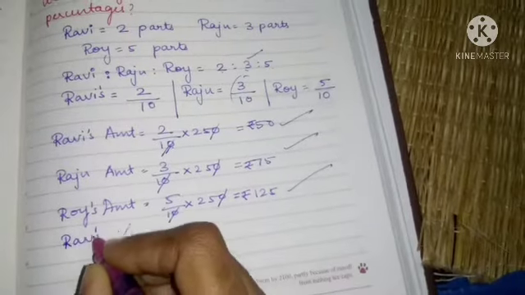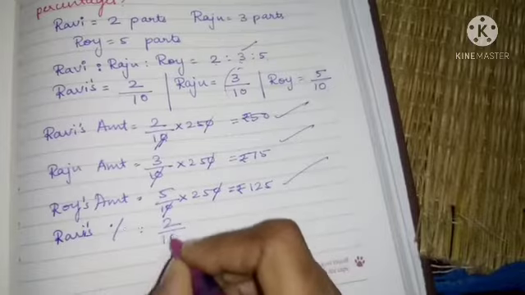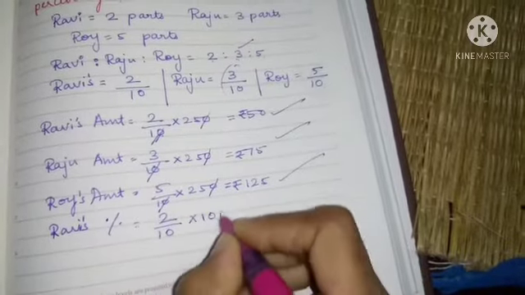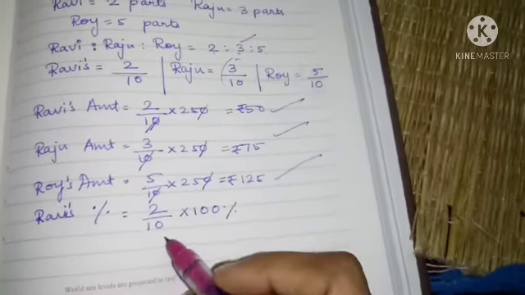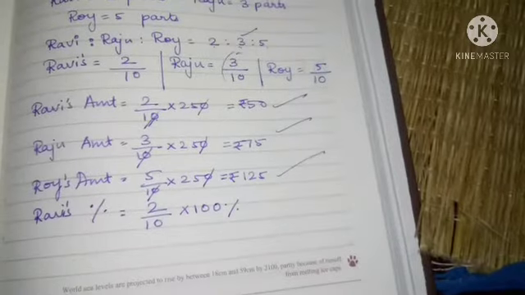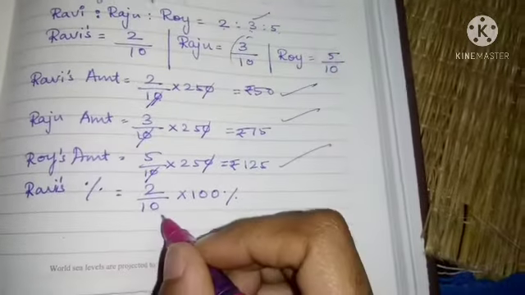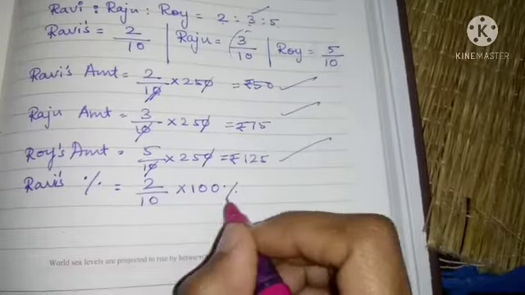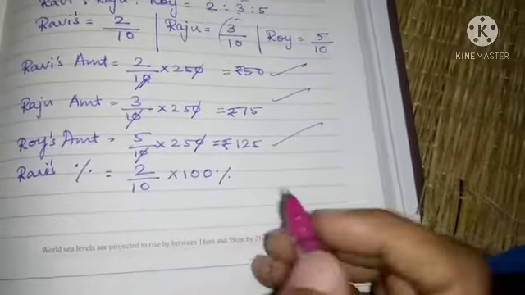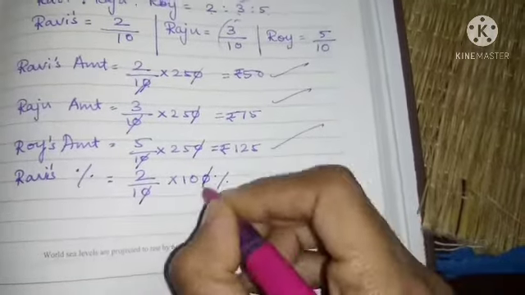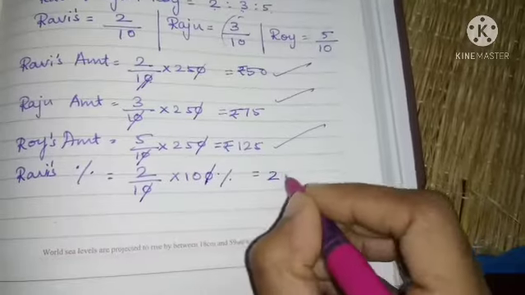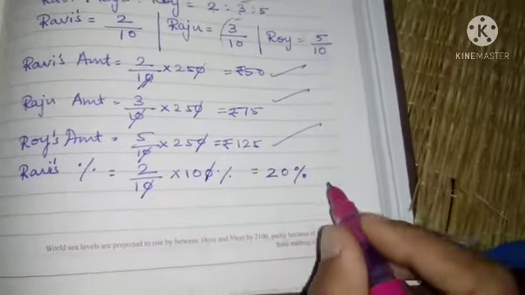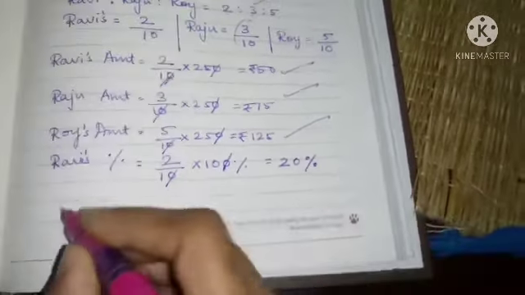Ravi's percentage is how much? 2 by 10 of 100 percent. 2 by 10 is the fraction of Ravi, into 100 percent. You will get Ravi's percentage. 0, 0 cancel. So nothing but 2 into 10, 20 percent. For Ravi, the percentage is 20 percent.